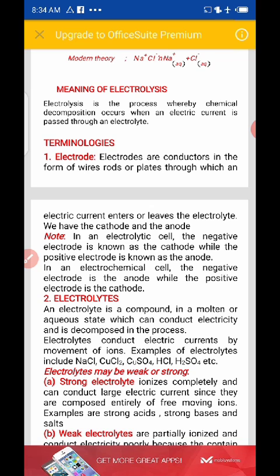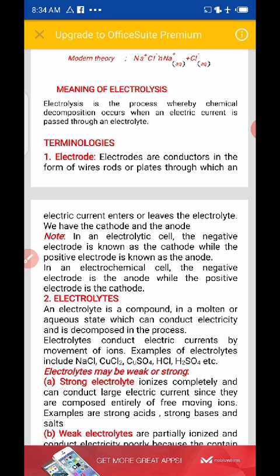We have the cathode, which is the negative electrode, and the anode, which is the positive electrode. So, electrodes are conductors in the form of wires through which electric current can enter or leave the electrolyte. Note, in an electrolytic cell, the negative electrode is known as the cathode, while the positive electrode is known as the anode. In an electrochemical cell, the negative electrode is the anode.